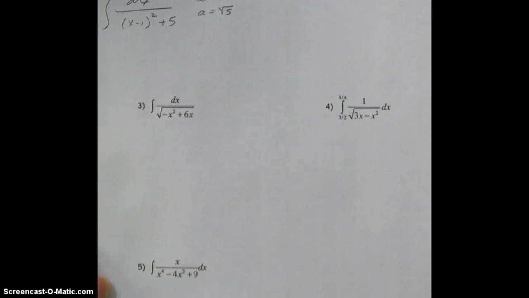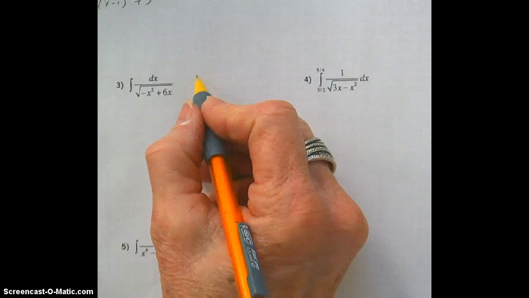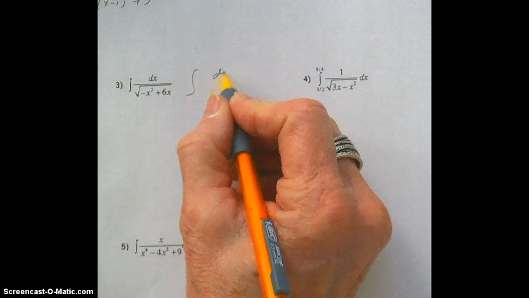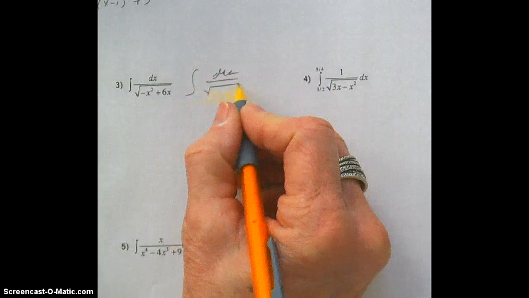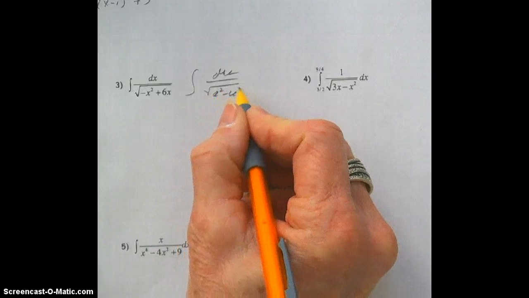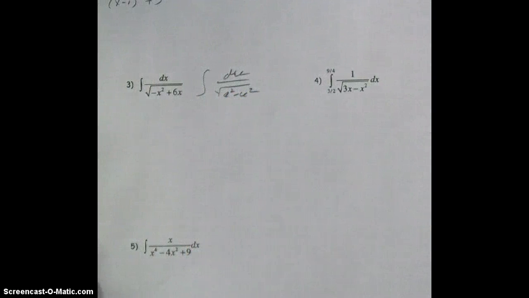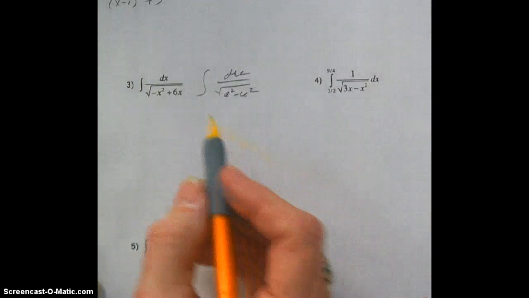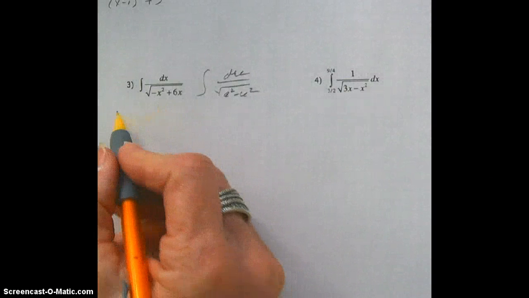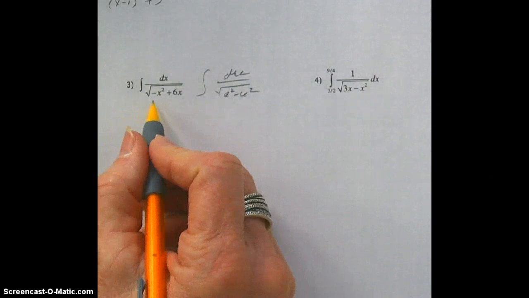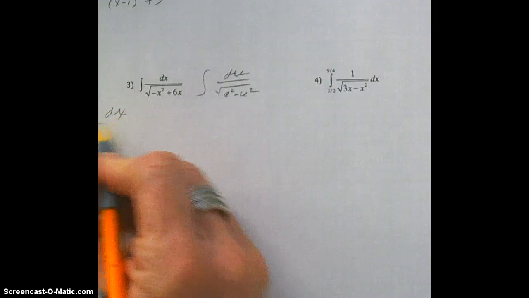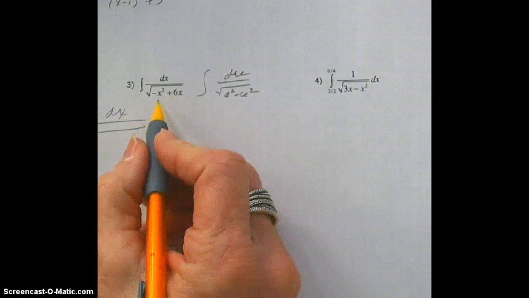Number 3 and 4, we have a square root, so we're going to try to fit it into the sine inverse, which, remember, the sine inverse is du over the square root of a squared minus u squared. So when I complete the square here, it's going to look a little different, but I'm going to complete the square on this minus x squared.